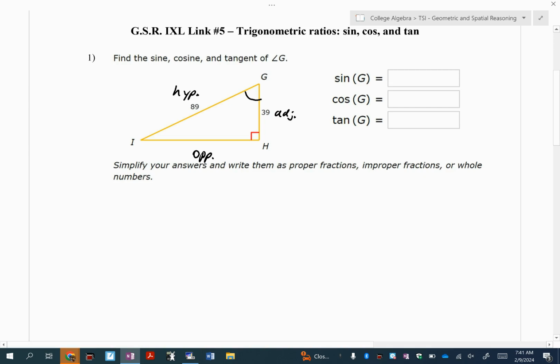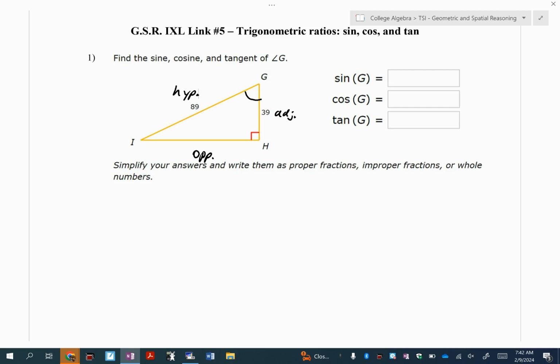But what if I change my perspective to say instead of from angle G, I said from angle I? Then when I look across, this 39 would actually become the opposite side if you're looking from angle I. These will not always be the same, but the hypotenuse will never change. If I was asked to do the sine of angle I, I would care about the opposite side. See how I wrote adjacent here? Because from angle G, this is adjacent. But from angle I, that 39 would be opposite.